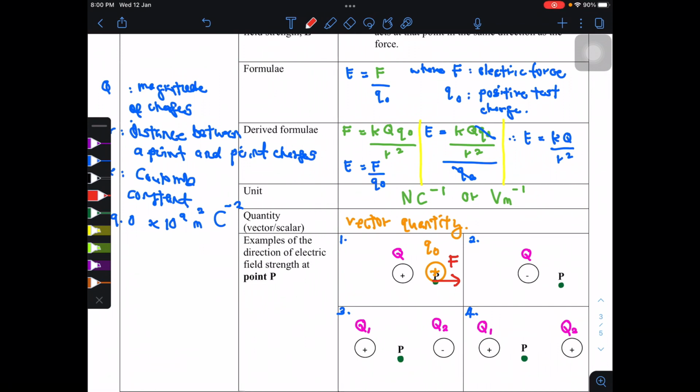Now for the electric field strength, the direction of the electric field strength on the test charge is also to the right. So I can put here the label of the electric field strength as E. So now you see that the direction of the electric force and the direction of the electric field are in the same direction.